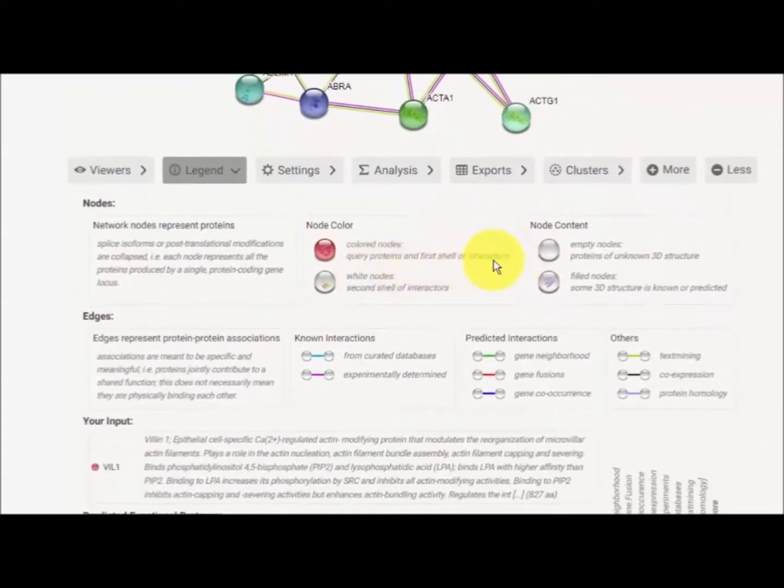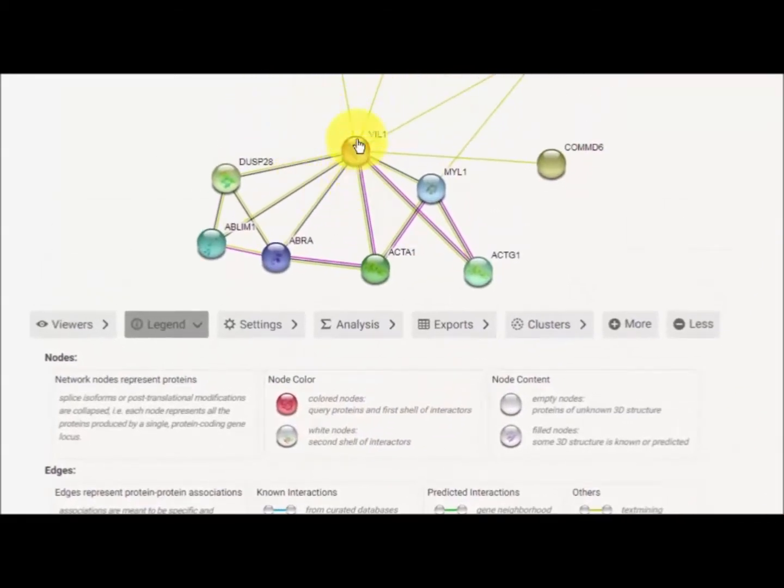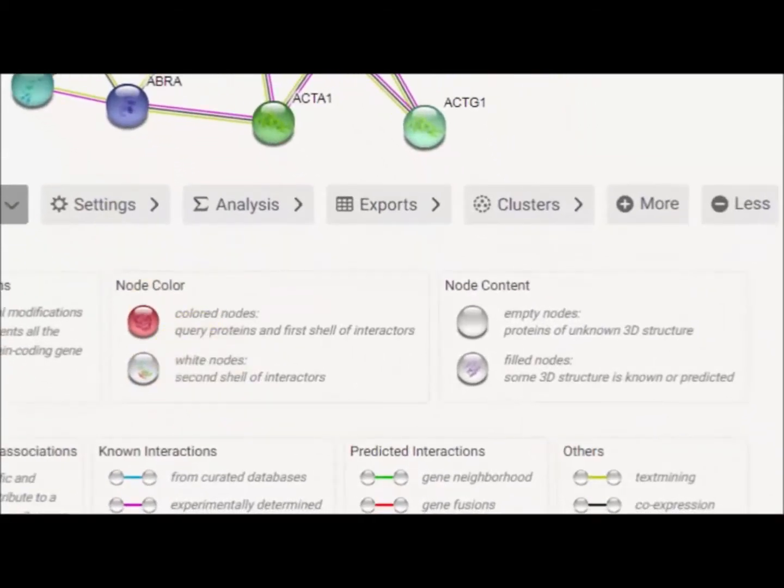The query protein and the first shell, so this is the first shell, this is the pivotal central protein, and the search that we did was based on that particular protein. The white nodes are a second shell of interaction, and if it's filled, you'll see that some 3D structure is known or predicted. When you say known, it probably has a link to the Protein Data Bank. If it's predicted, which means there's a homology modeling associated with it.